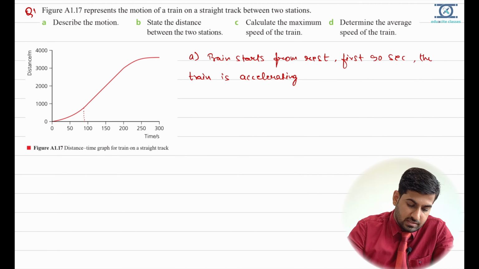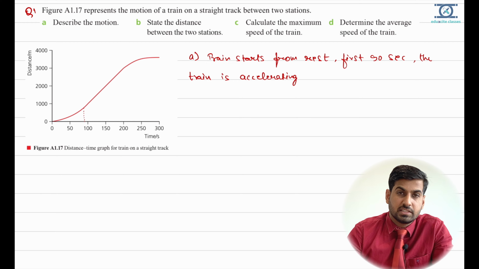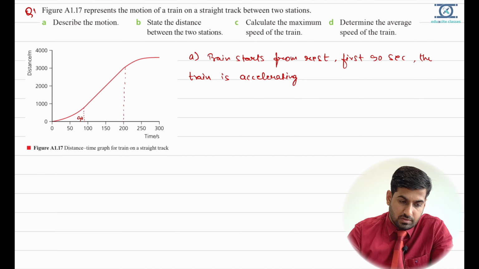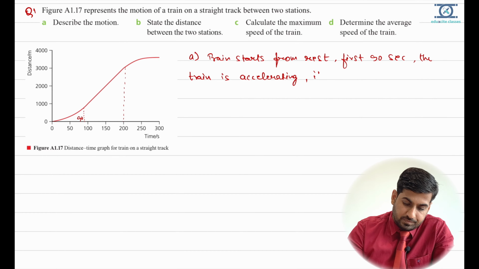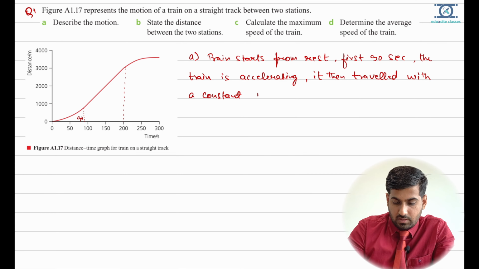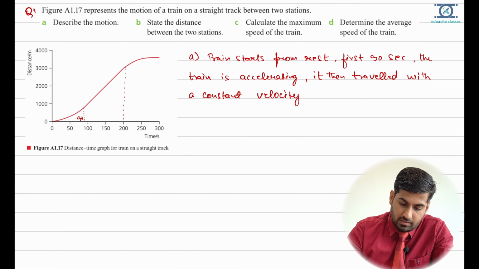Then you can see it is quite a straight line, which means that the speed is constant in the given distance versus time graph. So from 90 till somewhere near about 200, this is a straight line, so it then traveled with a constant velocity till 200 seconds.